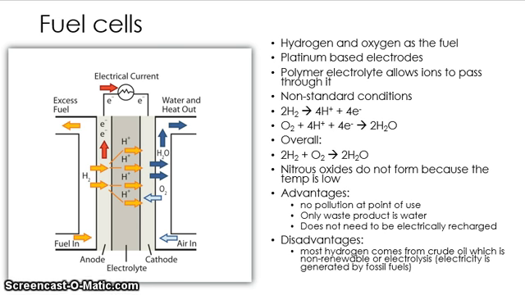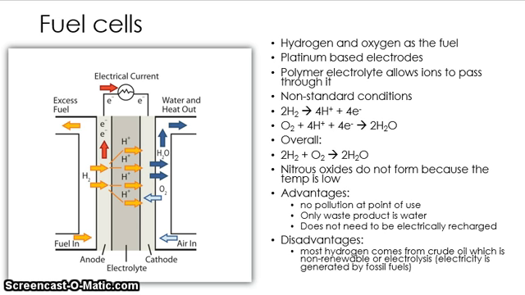So lastly, we're on to fuel cells, and it looks a complicated diagram, but you won't be asked to draw the diagram. And so these you'll be familiar with from GCSE. So they use hydrogen and oxygen as fuel. You've got platinum-based electrodes, and the electrolyte is a polymer electrolyte which allows ions to pass through it, so the H+ ions can go through it. Again, they're non-standard conditions. You do need to know the half equations. The half equations are written there, and also the overall equation.